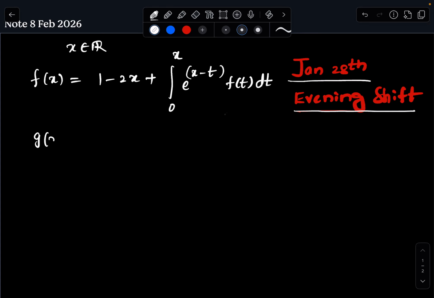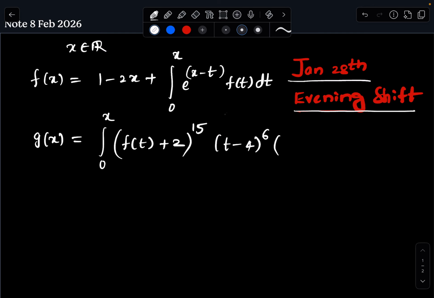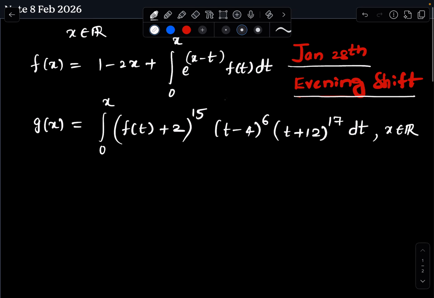And also there is one more function in the same question. So this goes something like this: g of x is integral 0 to x of (f of t plus 2) whole power 15 and (t minus 4) whole power 6 and (t plus 12) whole power 17 dt. And even here x belongs to real numbers. So this was the question that was there in the integer section of the question paper.